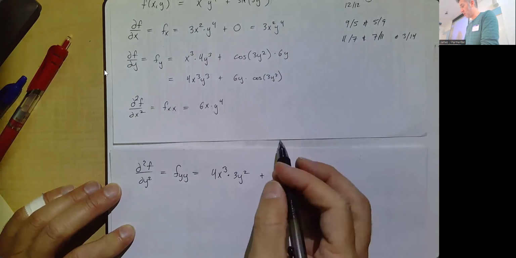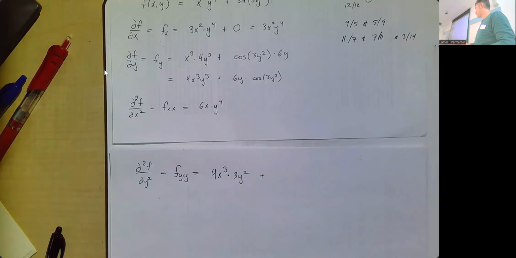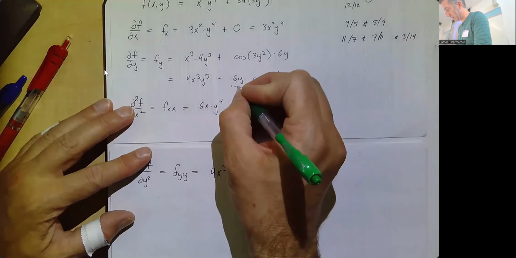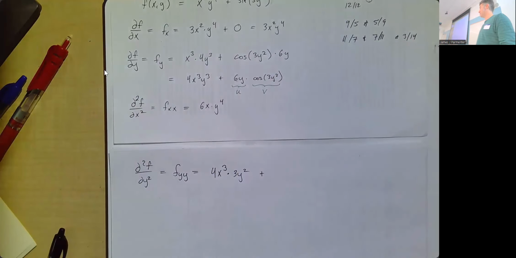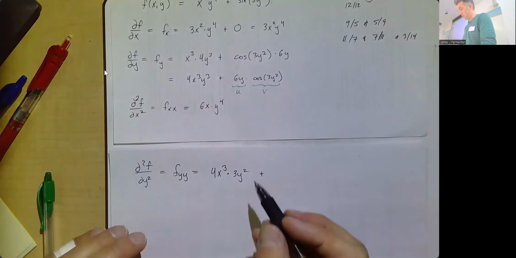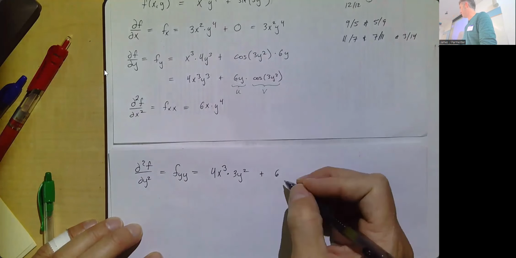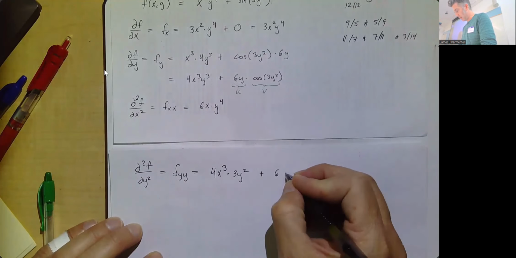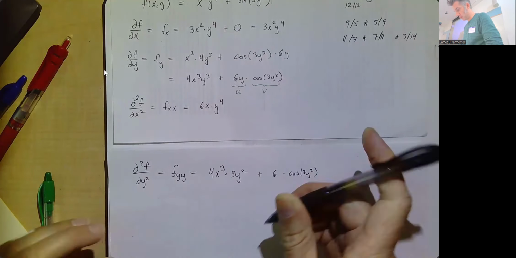Now over here, I've got a 6y times a cosine of 3y squared. I've got a function of y times another function of y. So I'm thinking of this as a u and a v, and I'm going to use the product rule to take the derivative of u times v. So I know that my derivative is going to be the derivative of u, which is 6 times 1. I'm not going to write the times 1, times the other part left alone.